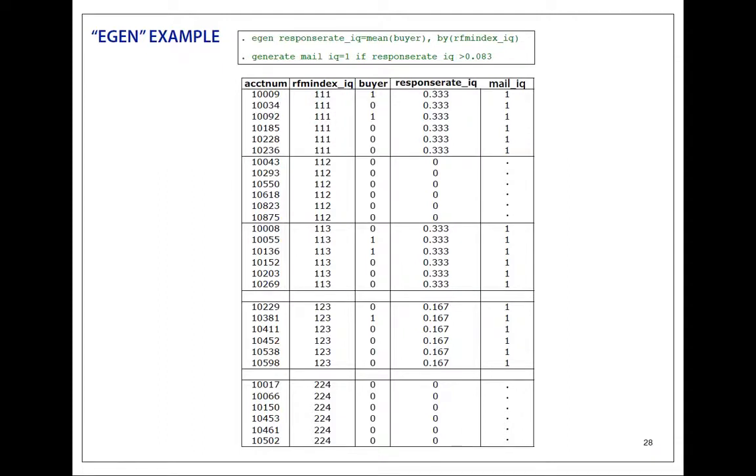And then for those groups, as long as they have a response rate greater than 8.3%, the cutoff, we will mail them. We will target them. So here is this mail equals to 1 command. Mail equals to 1 means this person will be targeted, and otherwise the person won't be targeted, and there will be a dot in this new column.